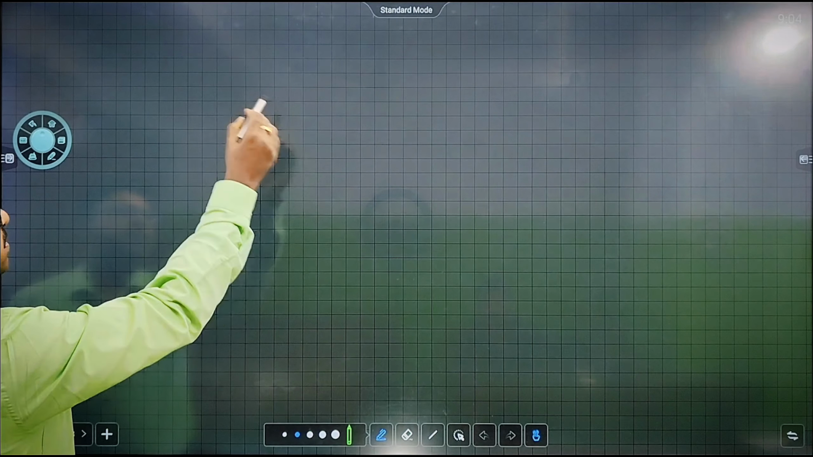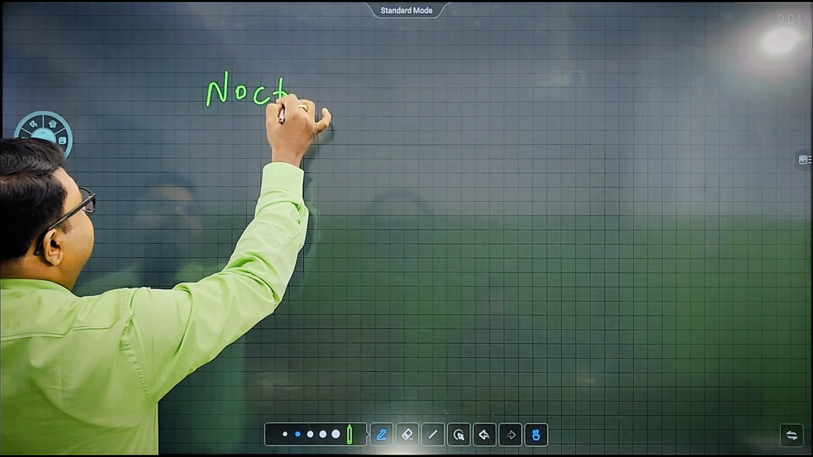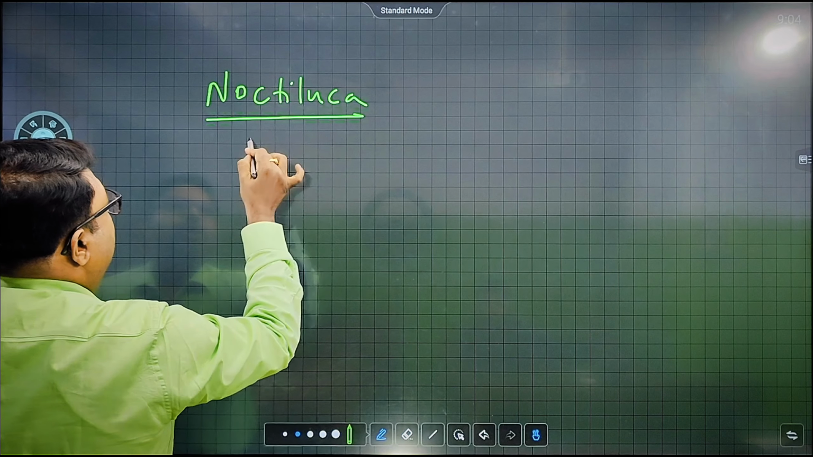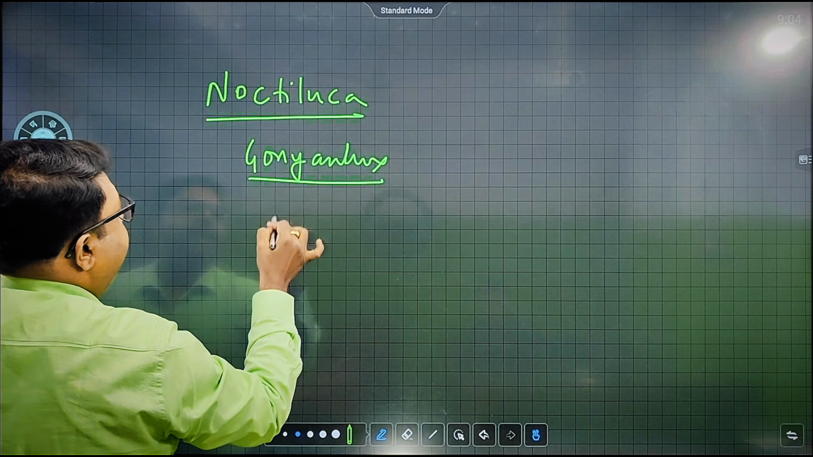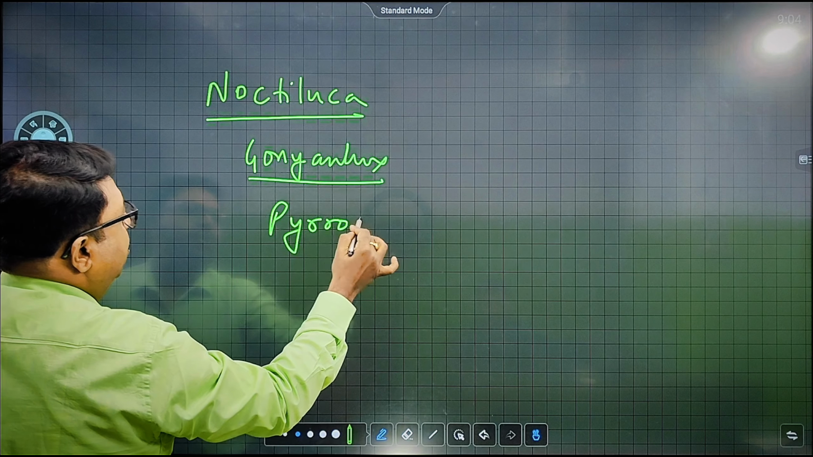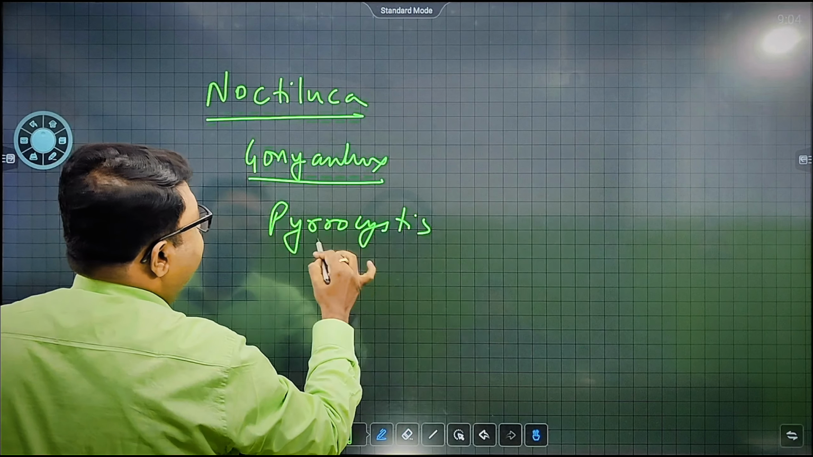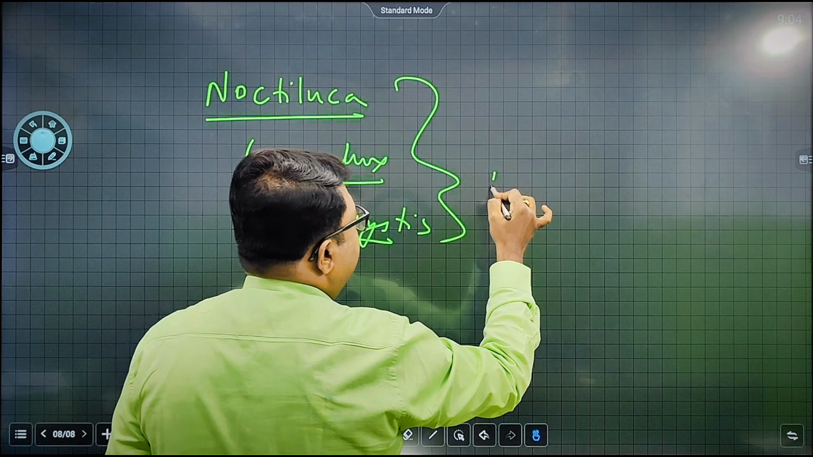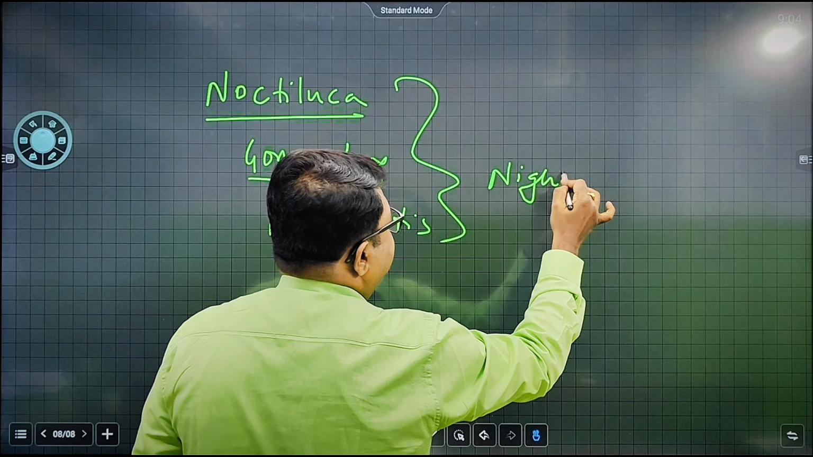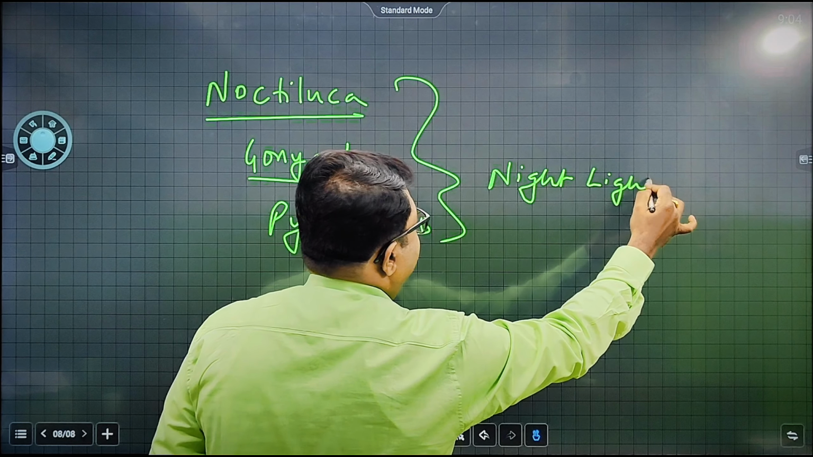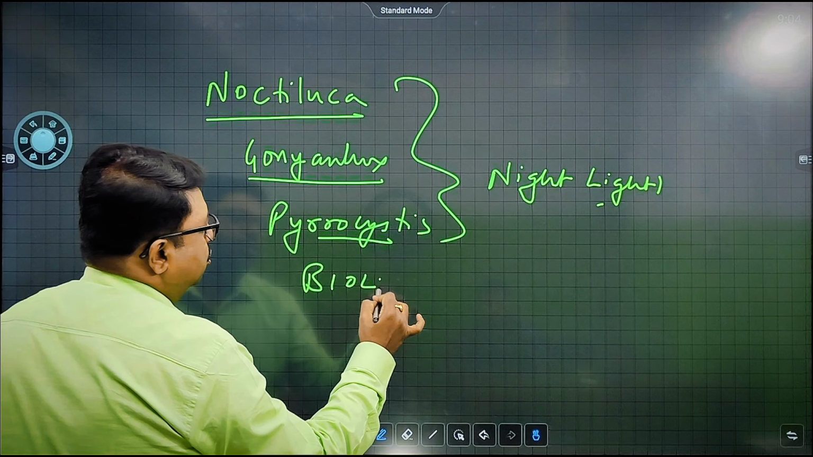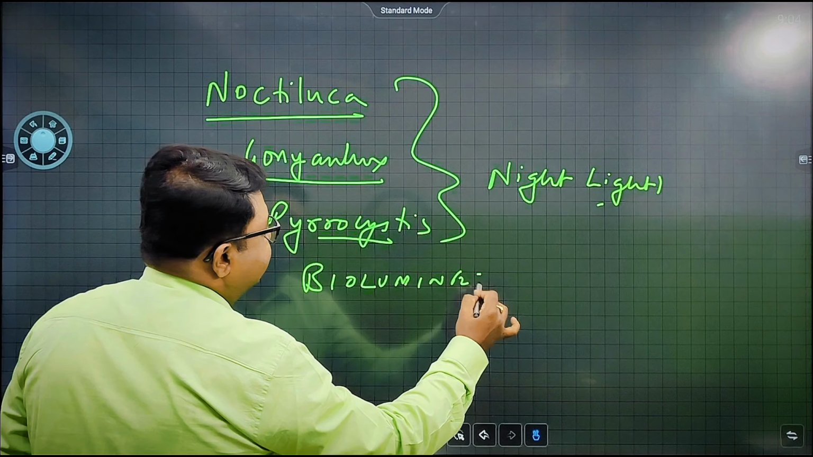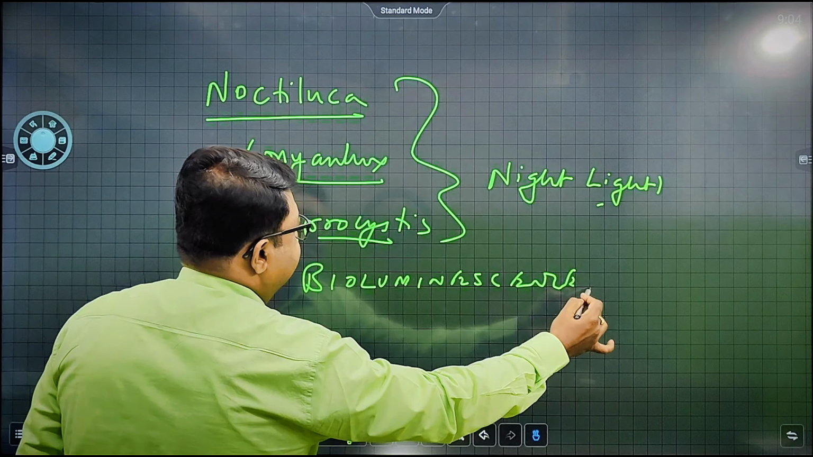और नाइट लाइट में कौन कौन देते हैं? The night light is provided by Noctiluca, Gonyaulax and Pyrocystis. These three are also called as night light in water body, because these three show bioluminescence. थोड़ा सा डायग्राम देख लेते हैं इसका.